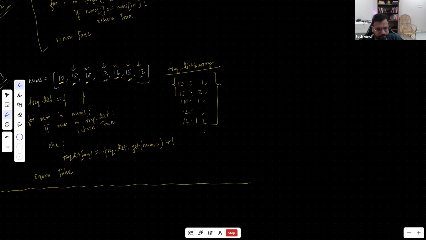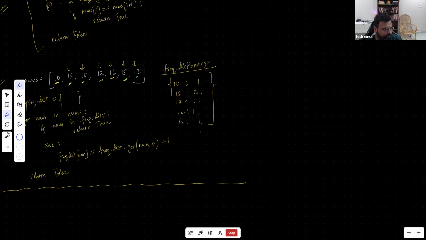Okay, if we do a similar analysis for algorithm 3, we are having 10, 15, 18, 12, 16, 15, and 12. The solution that the person gave was that we'll read 10 and put it in a dictionary. Then we'll take 15 and put it in a dictionary. Then we'll put 18 and put it in a dictionary.